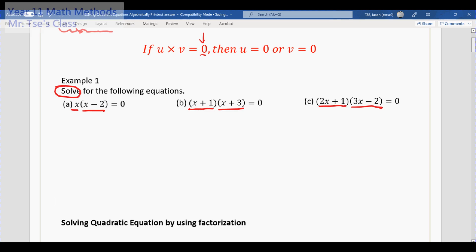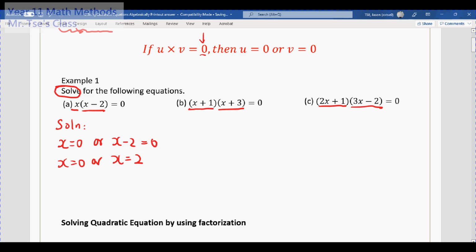By applying the Null Factor Law, we know all you need to do is to recognize that 2 factors multiplied together equals 0. So we will say x equals 0 or x minus 2 equals 0. Okay, so that's exactly what null factor law means. And so it's very easy then. Then you have two answers.